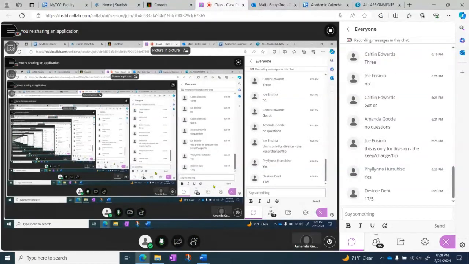Let me see, Joe. This is only for division, the keep change flip. Is that a question, Joe? Yes, that's only for division. Keep change flip is only for dividing two fractions. When do we use the rule? When we need to divide a fraction by another fraction, or when we need to divide numbers involving fractions. Does it say 17/5? Let's see.